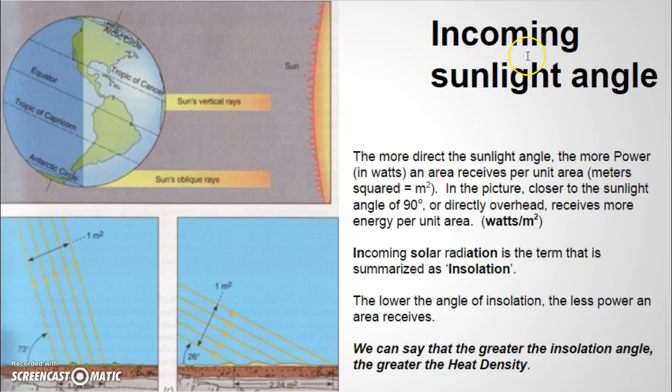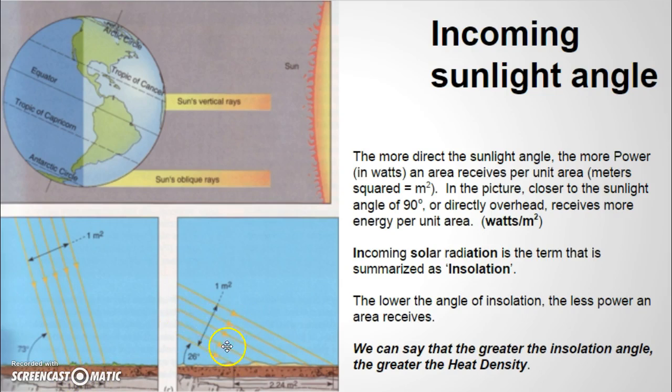If I compare here the incoming sunlight angle, we're going to be using a term called insolation. The more direct the sun angle, the more power in watts an area receives per unit area. Unit area will be referring to meters squared. In the picture, the closer the sunlight to 90 degrees, or directly overhead, the more energy per unit area it receives. We'll use the measure of watts per meter squared once again. So for the insolation here, notice this is not quite perpendicular, but it's close. It's a little bit off, about 17 degrees off of being perpendicular. But notice this amount of sunlight is spread over 1.04 meters squared.